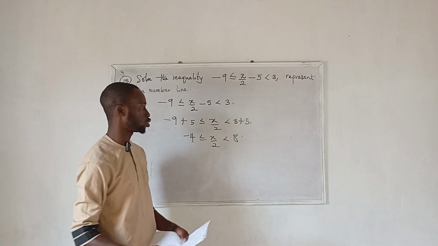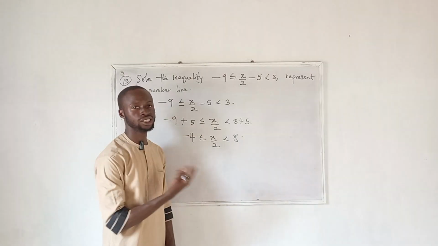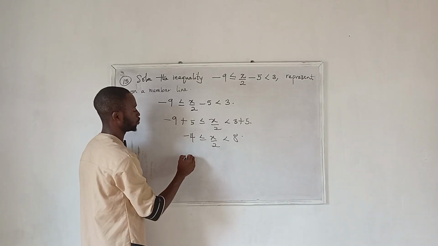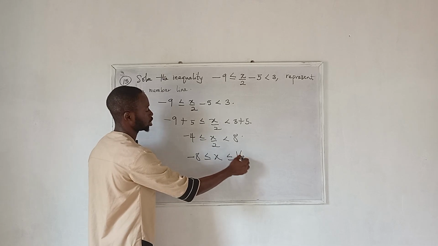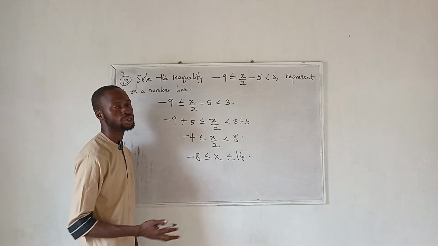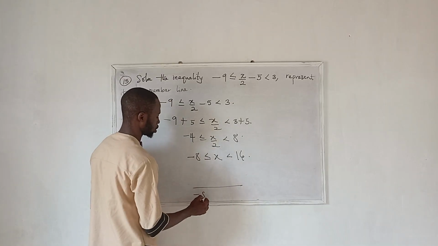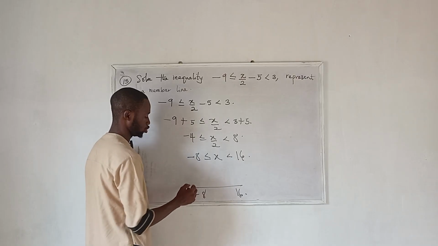Now, because you are left with a denominator here, just multiply both your left and right hand side by the denominator, which is 2. So 2 times this, 2 times this, you have minus 8 less than or equal to x less than 16. So we arrive at that. How do we now represent this on a number line? That's quite simple. You're going to have minus 8 and 16. Just join them together since they're in the same range.